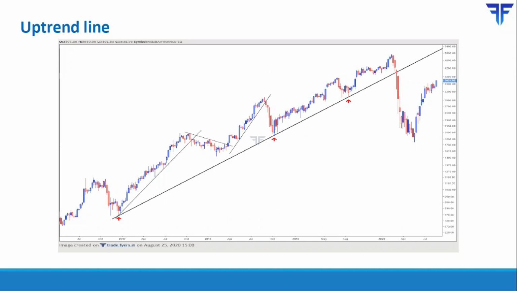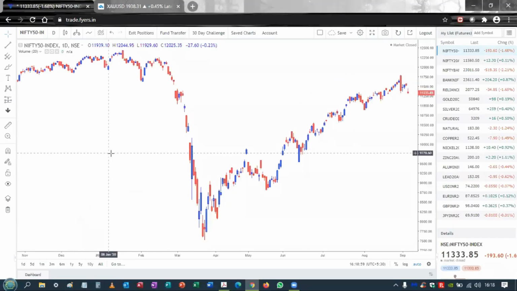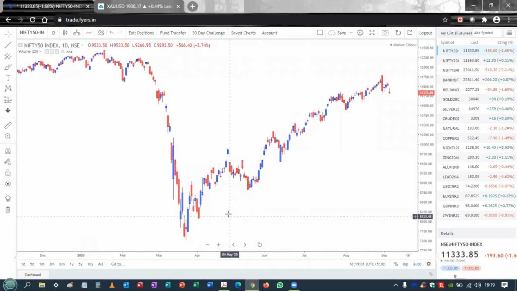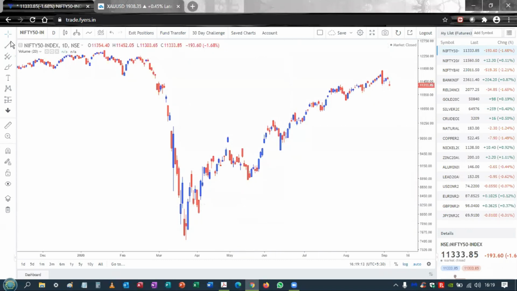Let me now just briefly show you a live chart of, for example, the Nifty index. Now, as you know, there are two types of scales. One is the log scale and the other is the arithmetic scale. Let us look at the log scale first, and let me select a trend line.